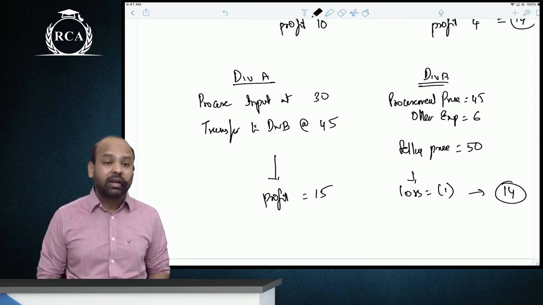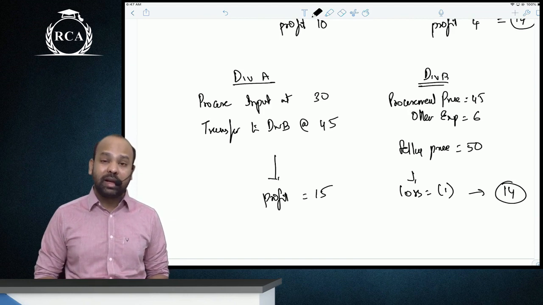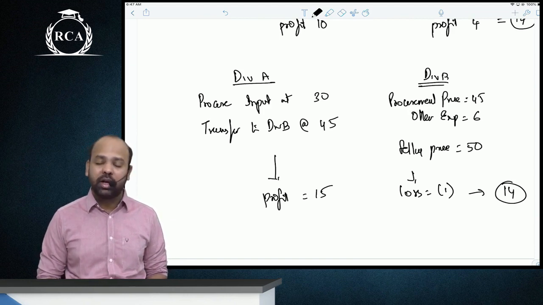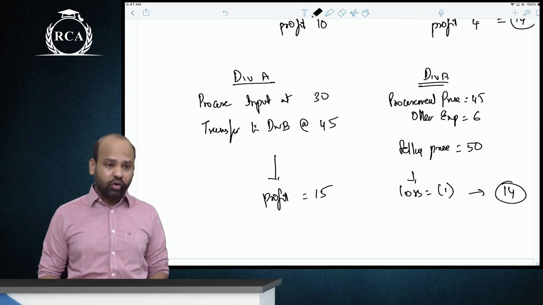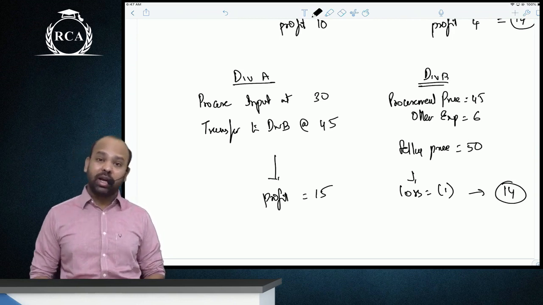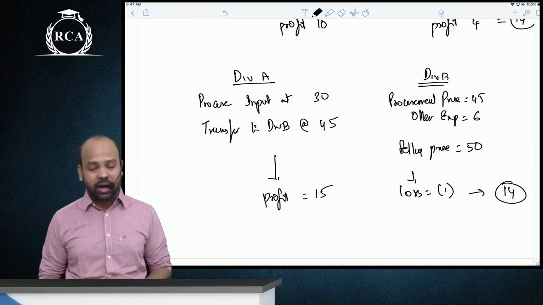If it results in that suboptimal decision making, then yes, it has an impact on the overall profitability of the organization. So there's no compulsion that transfer price should not have any impact. We will be doing this along with a lot of practical questions.